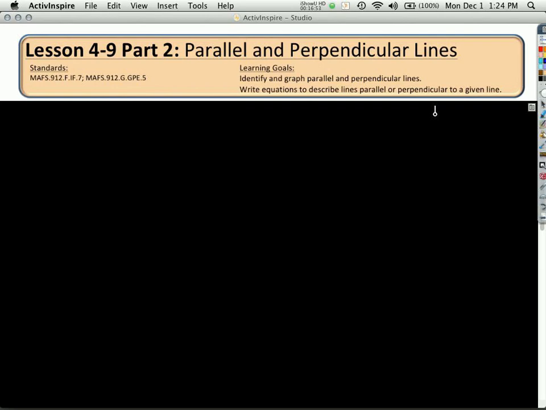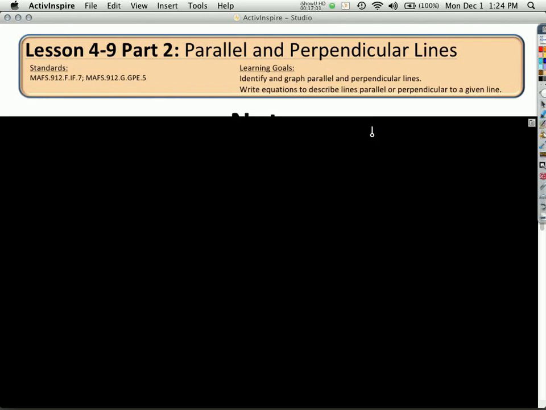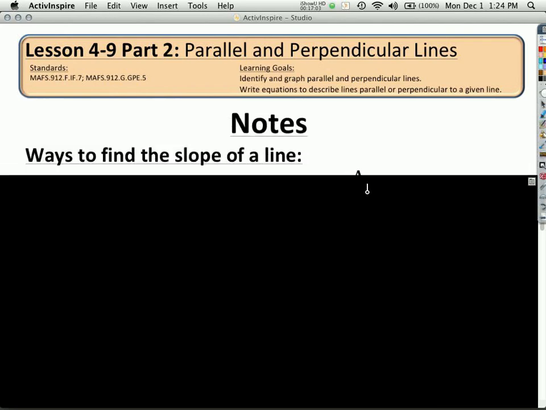Before we get into the types of questions we're going to explore today, I want to talk about some ideas that you already know. And I want to talk about some ways of finding the slope of a line. Now, first of all, the first way is the slope formula. Could someone tell us the slope formula? Emma?